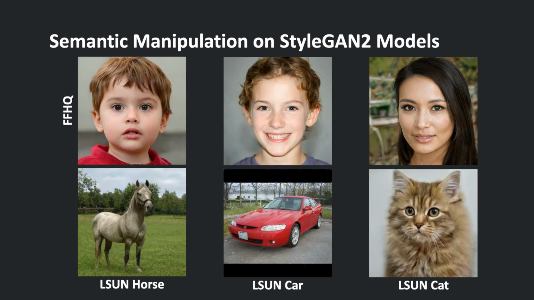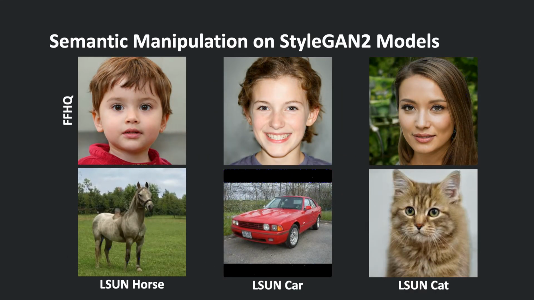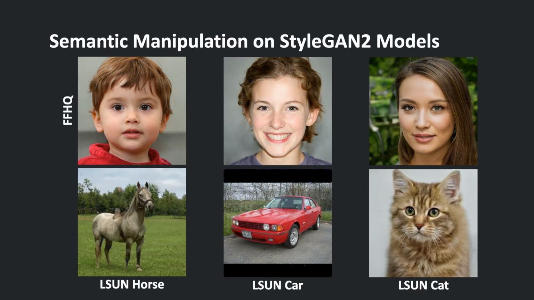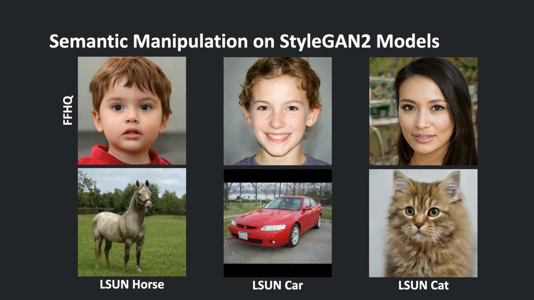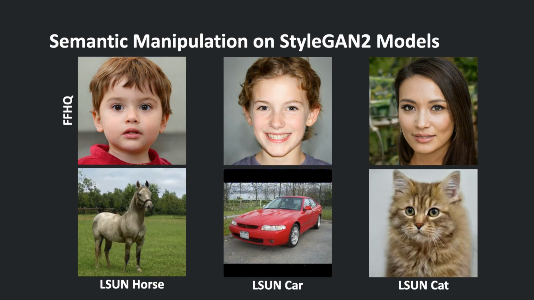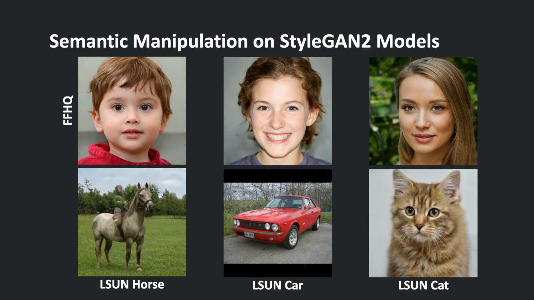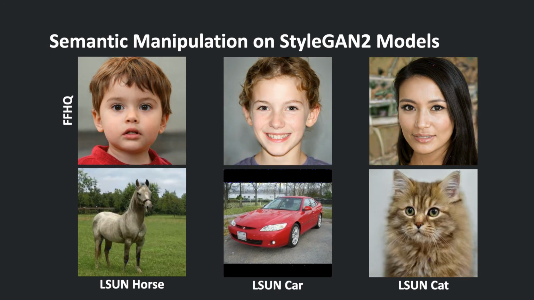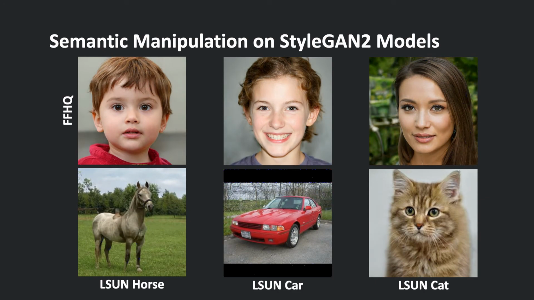For evaluation, we apply our method on StyleGAN2 to a wide range of datasets, including FFHQ, LSUN horse, cars, and cats datasets. We observe that our method is capable of discovering several fine-grained semantic manipulation directions, such as changing age or race, adding riders, changing car type or scenery, changing breed, or adding fur.